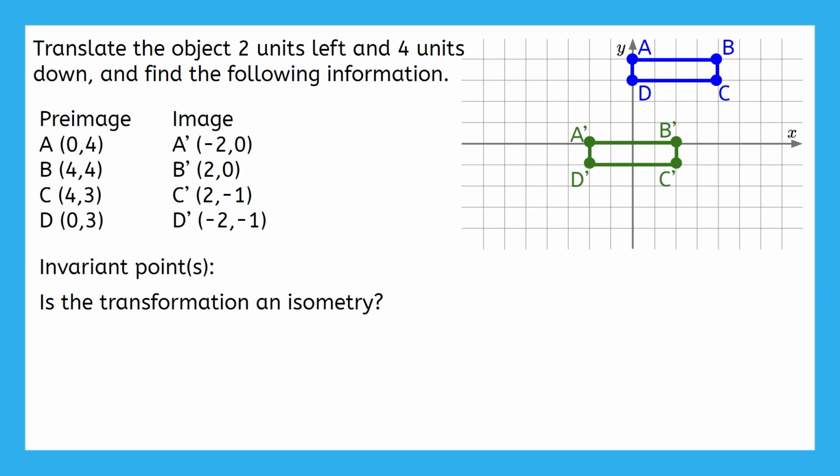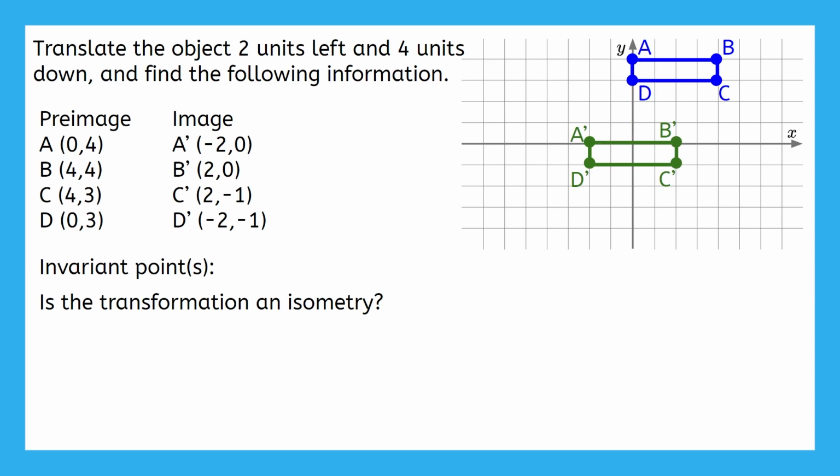Before we finish answering all the parts of this question, I want to ask you one more thing. What do you think would happen if we moved down 4 units first and then 2 units to the left? That's right. We still would have gotten the same image. That's not super crucial to our lesson here, but it's still good to know.